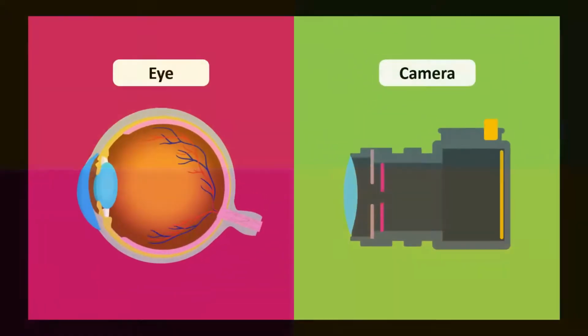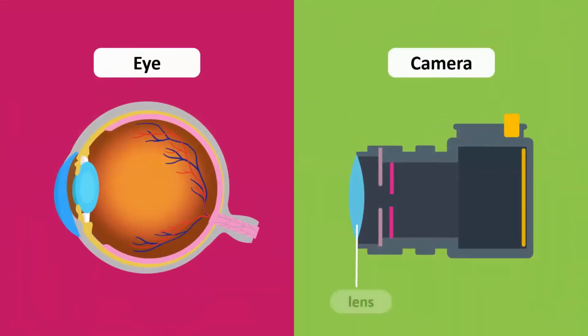In a camera, the lens is moved back and forth to focus the image on the film, but the lens in the eye does not move. Instead, the ciliary muscles contract or expand to thicken or flatten the lens. This allows the image to form on the retina.